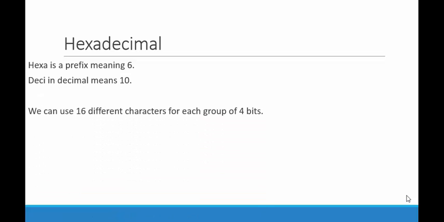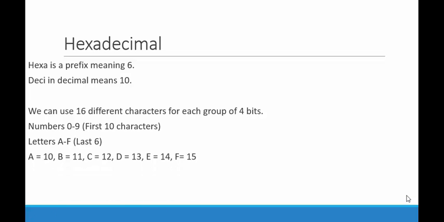So we can use 16 different characters for each group of 4 bits that we have. Now, we use the numbers 0 to 9, which is the first 10 characters, and the letters A to F, which are the last 6. Now, you might be saying, why would you use letters? Well, A is 10, B is 11, C is 12, D is 13, E is 14, and F is 15.